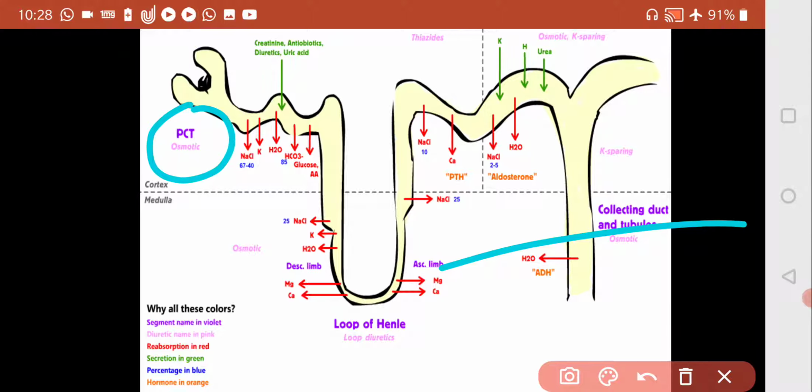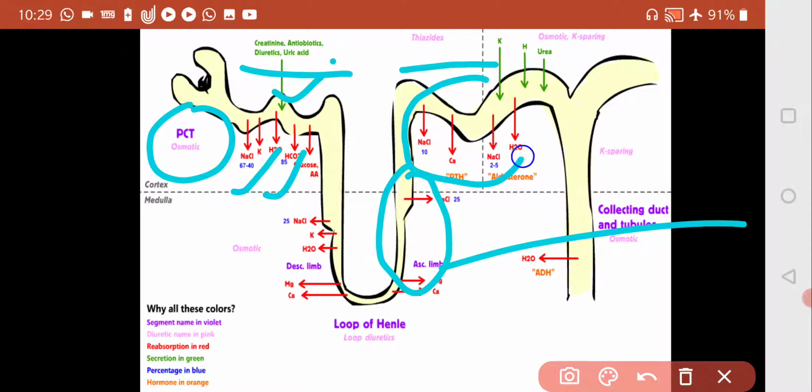In this part, the sodium chloride, potassium, water and glucose are reabsorbed. 60 to 65% of reabsorption occurs here in the proximal convoluted tubule. Also most of the diuretics, antibiotics, uric acid and creatinine are secreted here. And this is the thick ascending limb of the loop of Henle, the site of the loop diuretics. Then thiazides act on the distal convoluted tubules. Then we have the collecting duct and tubules, where aldosterone antagonists act. These are the parts of the renal tubules we already know from physiology.